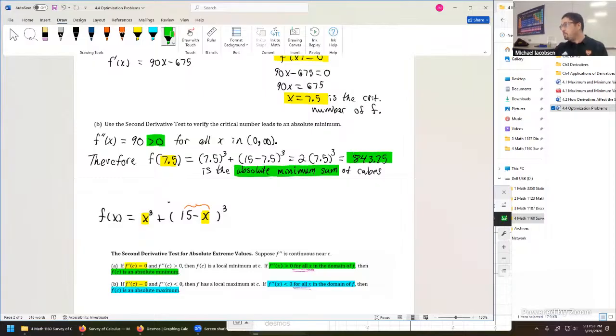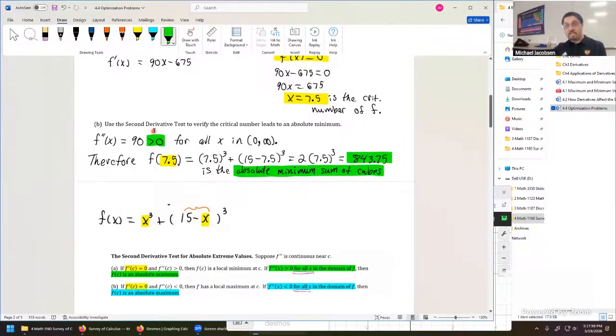So it's the absolute minimum sum of cubes because the second derivative was always positive, which meant it's always concave up, so it had to have this kind of shape, a parabola-ish type shape opening upward, even though it's not a parabola. On this domain, it takes on that kind of shape.